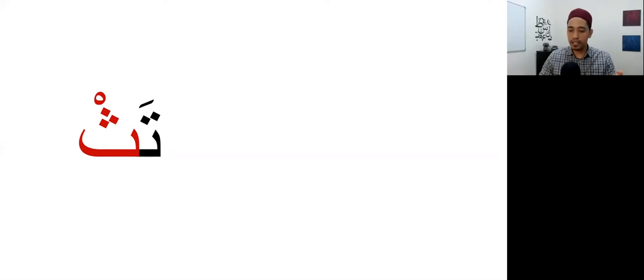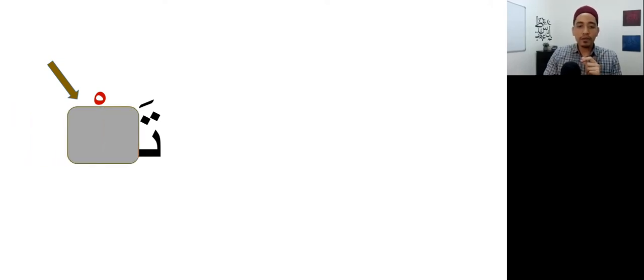So let's start with this exercise. This is how it's going to go. If you see this word over here, teth, that's a thah with a sukoon. I am going to cover this letter and replace that thah with any letter. You won't know which letter it is. I'm going to pronounce it on the microphone. You won't see me, and you have to tell me which letter I am pronouncing with a sukoon.